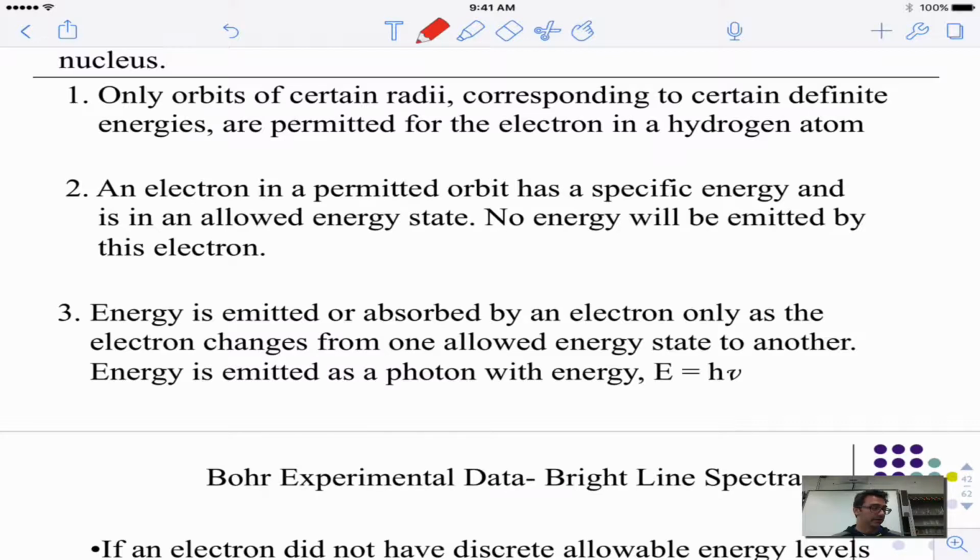What he also said was that energy is emitted or absorbed by an electron only as that electron changes from one energy level to another. And the energy that we see given off is E equals h times the frequency, which is what Planck and Einstein were using to describe the quantization of light. We see that the electron can emit these quanta, or photons of energy, as the electron moves between energy states.